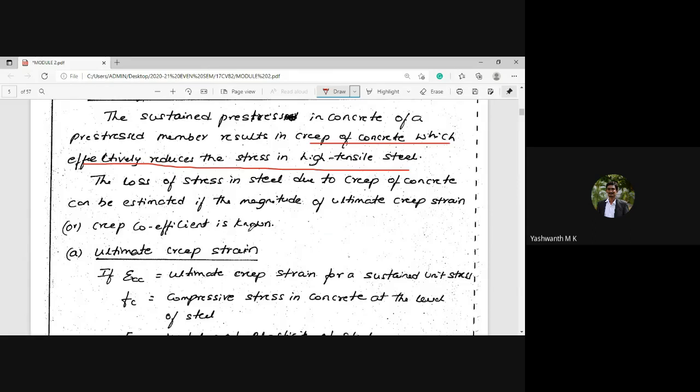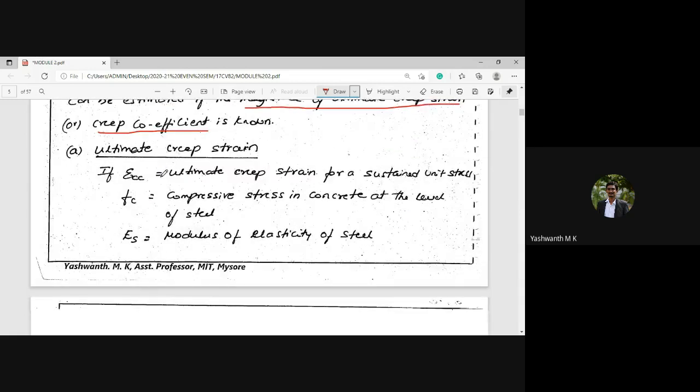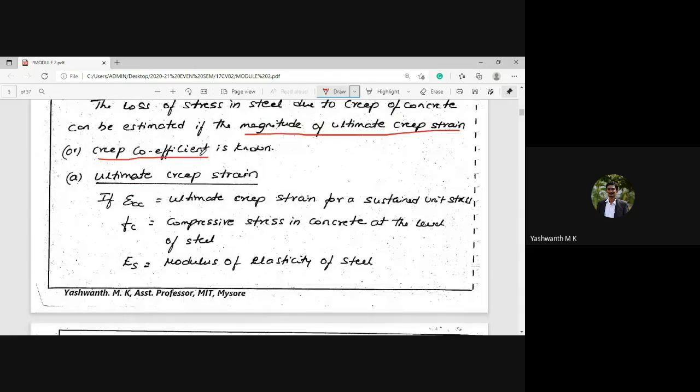So now, very important: this loss of stress in steel due to creep of concrete can be estimated by two methods. One is the magnitude of ultimate creep strain method, another one is the creep coefficient method. Based on these two, I am going to estimate the loss of stress in steel due to creep. So the first one is ultimate creep strain. Let me go with ultimate creep strain.